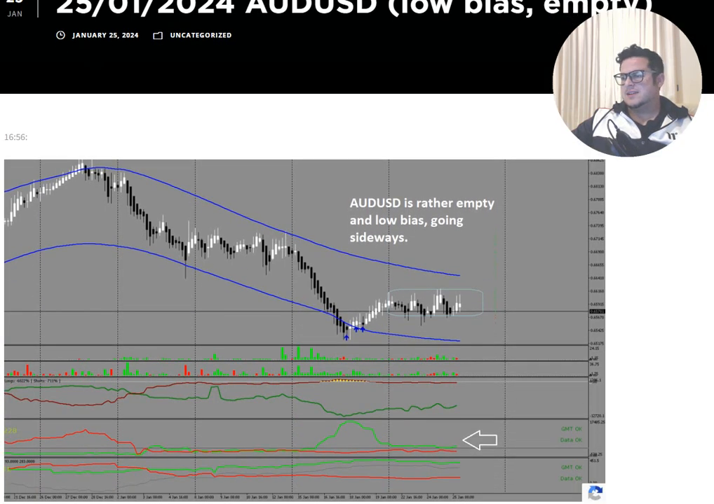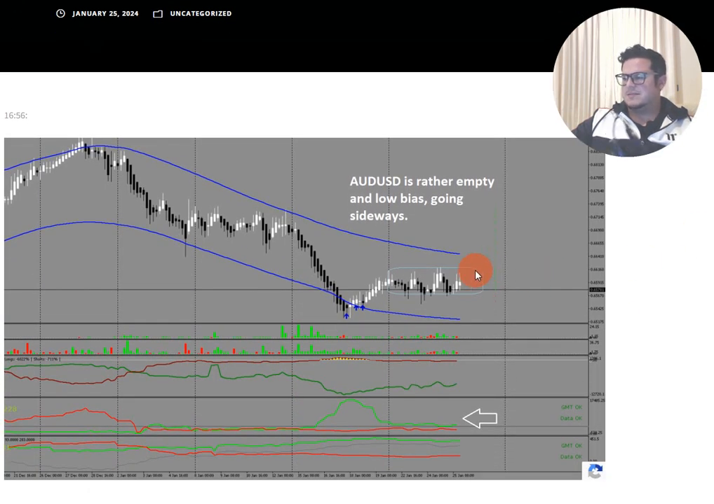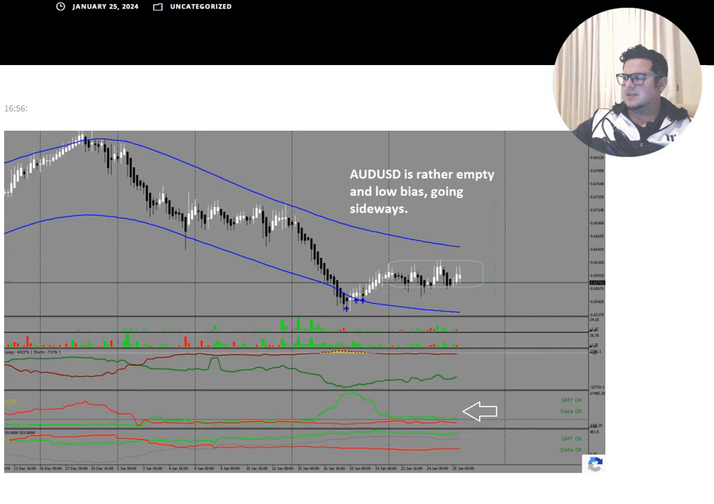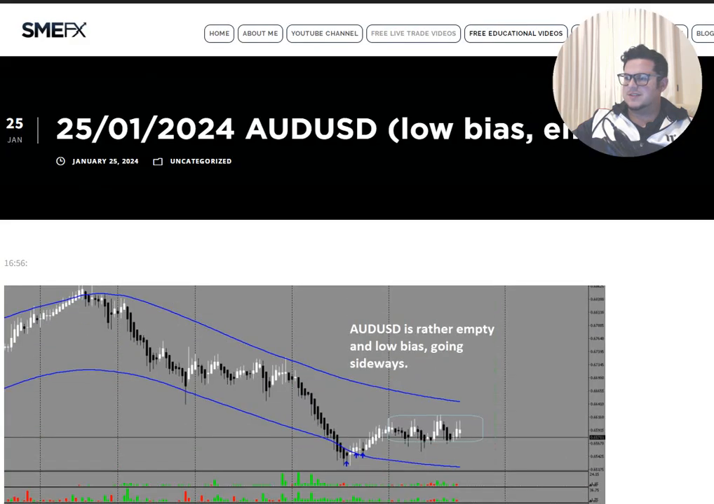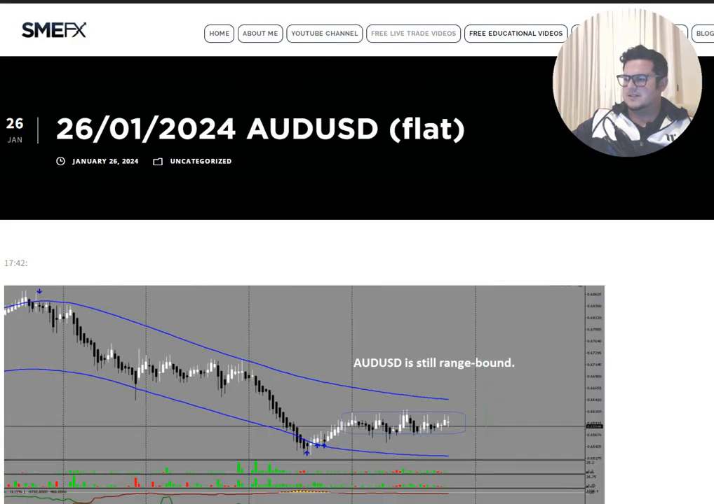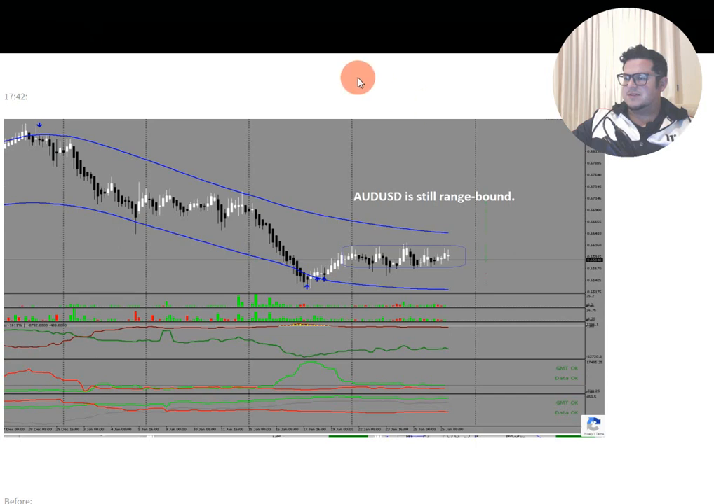But then later in the week, the same as in the other markets, we had Aussie dollar being quite low bias, going sideways within the middle of the 4-hour range, with the market being rather empty. So there were no interesting trades after that, and it stayed range bound.